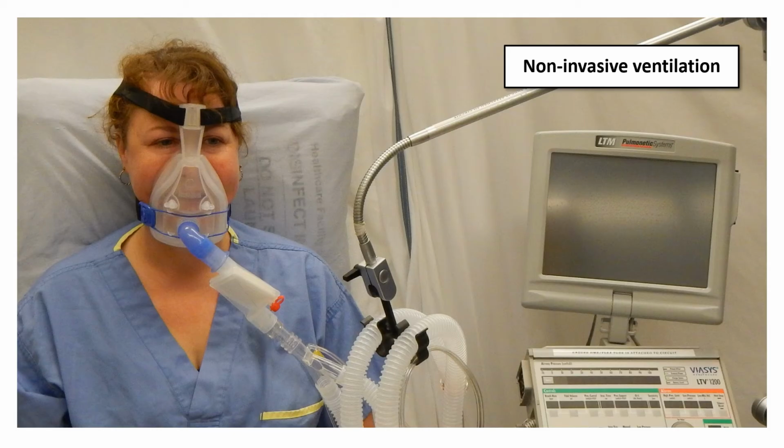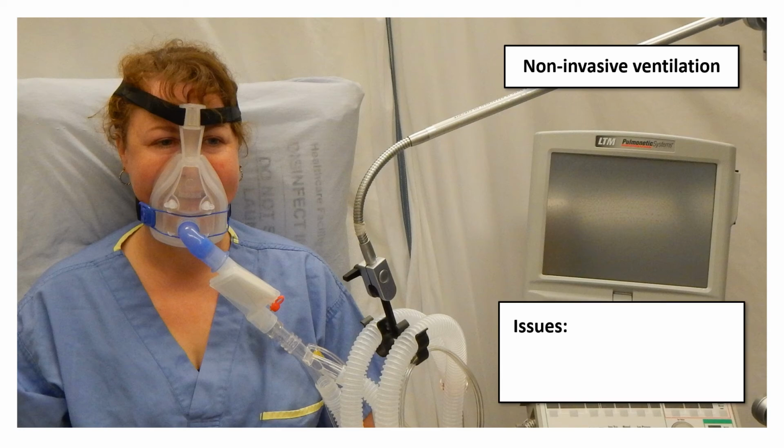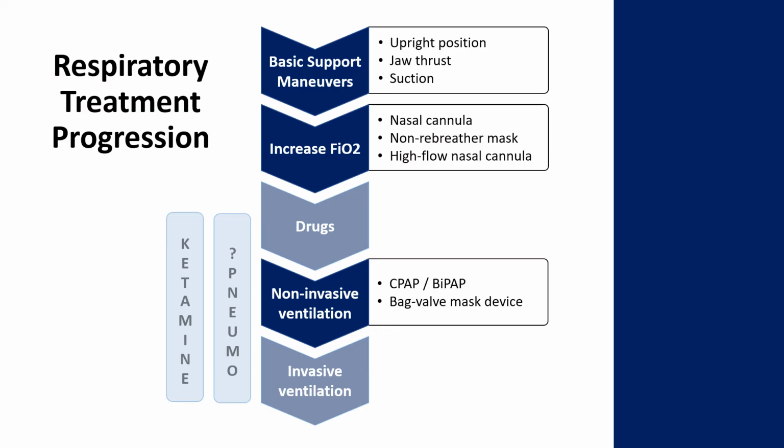There are some problems that can come up when you are using a BiPAP or a CPAP machine. Two main issues I want to cover. One is pneumothorax, and the second one is an altered level of consciousness. Both of these issues are actually highlighted on that respiratory treatment progression. So pneumothorax needs to always be in the back of your mind, and altered level of consciousness is sometimes something that we can fix with ketamine.